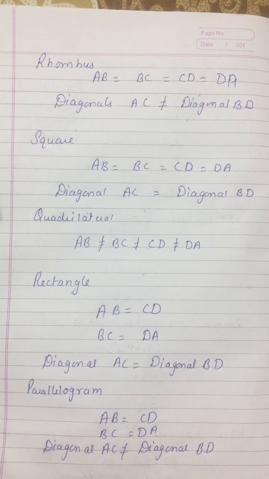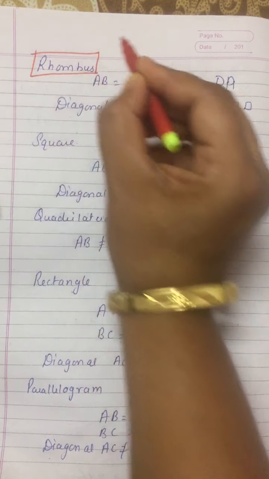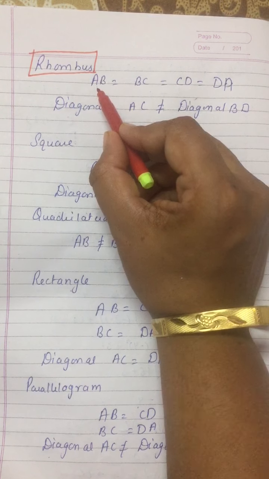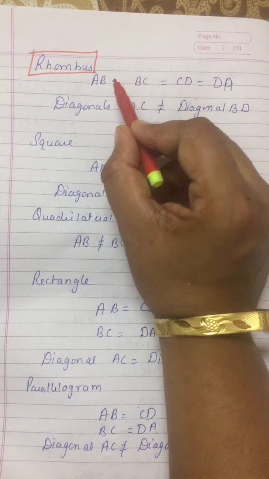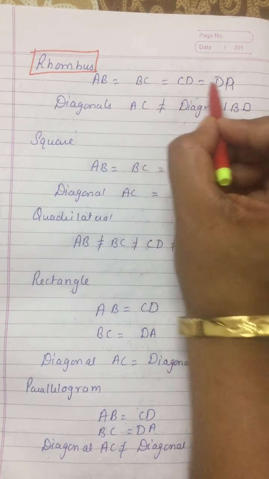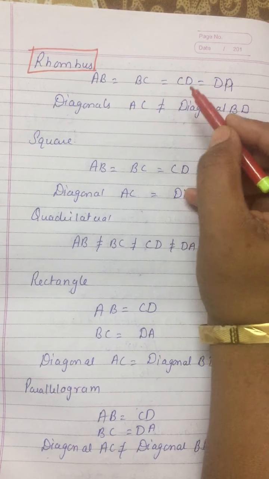So for a rhombus, firstly, the conditions for a rhombus: all the sides must be equal. You have to calculate the distance between AB, BC, CD and DA. If all the sides become equal, meaning 2 root 2, 2 root 2, 2 root 2, 2 root 2, then this is a rhombus. And it can be a rhombus, it can be a square.